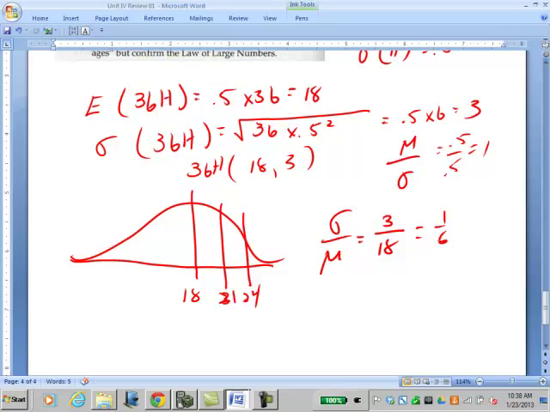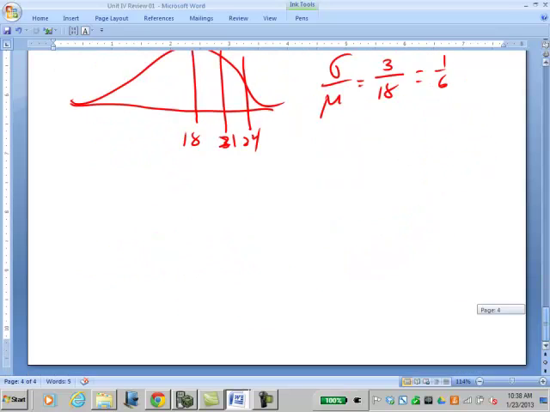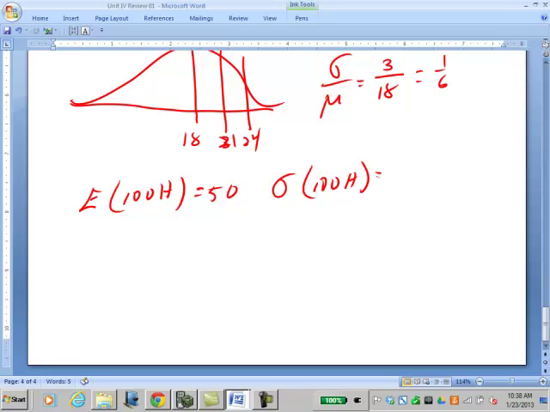Now, what about for 100 heads? What's the expected outcome for 100 H's? 50, okay? Now what about the standard deviation? The standard deviation for 100 H's is going to equal the square root of 100 times 0.5 squared. What is that? It's going to equal 10 times 0.5, which is 5.